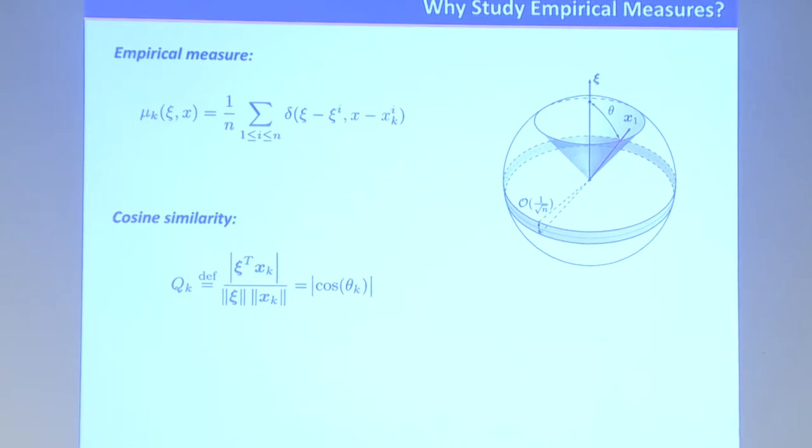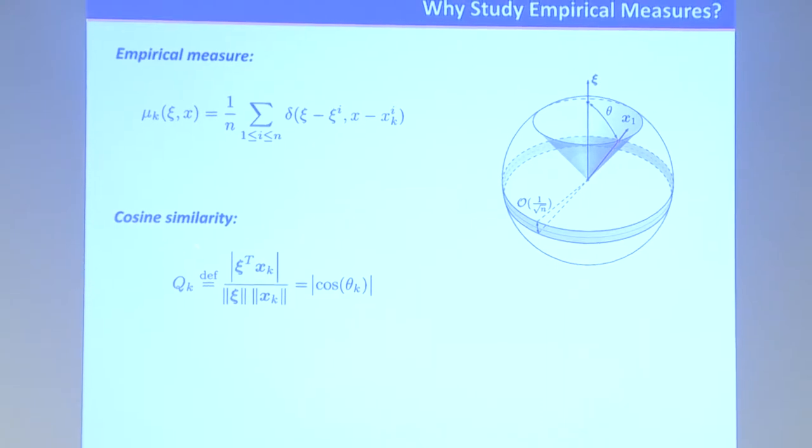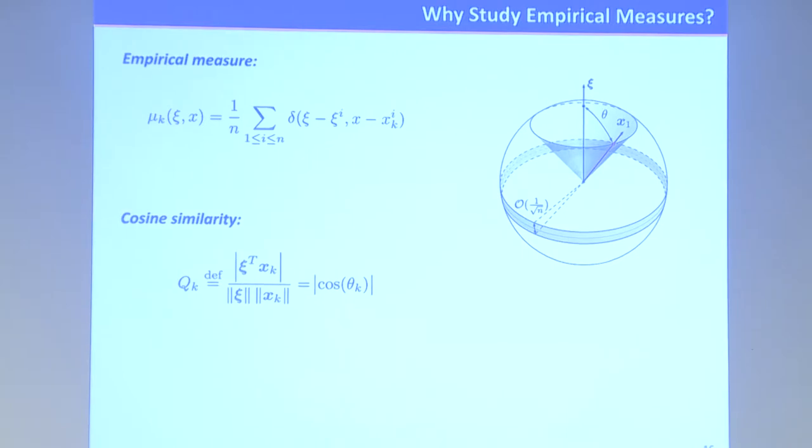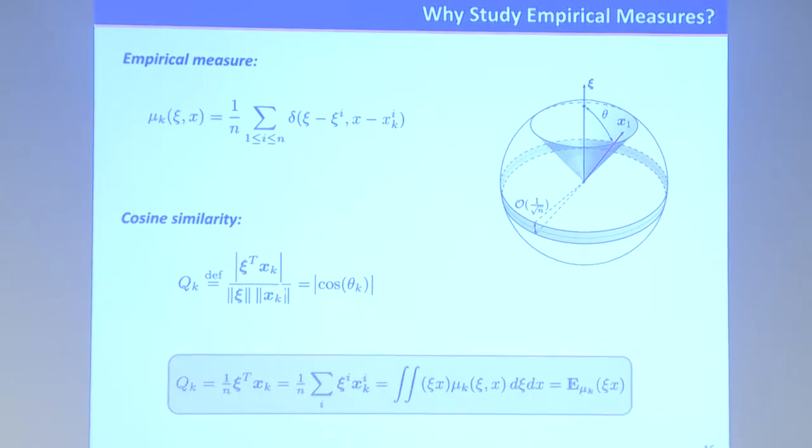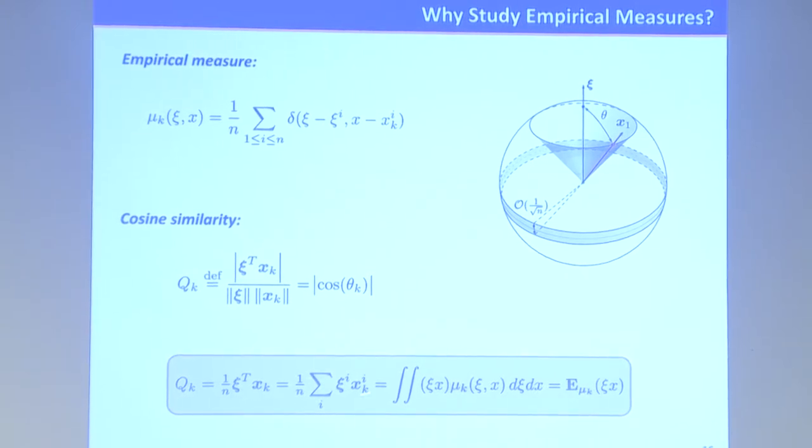But why do we want to study the empirical measure? That's because a lot of the quantities people care about in analyzing the algorithm can be understood as functionals of the empirical measure. For example, a very important metric is the cosine similarity, the cosine of the angle between the estimate and the true vector, right? You can use the definition of this cosine similarity measure. It's nothing but the inner product between ksi and x of k. You write it in this way, and you can realize that it is equal to the integration of ksi times x times the empirical measure, okay? And again, we can understand it as the expectation of the random variable with respect to this random probability measure, okay? That's just an interpretation.